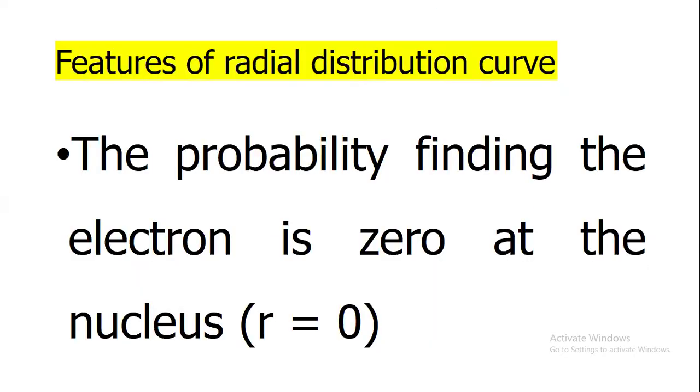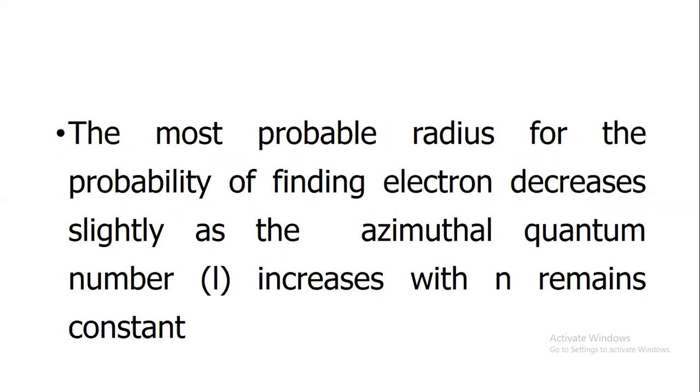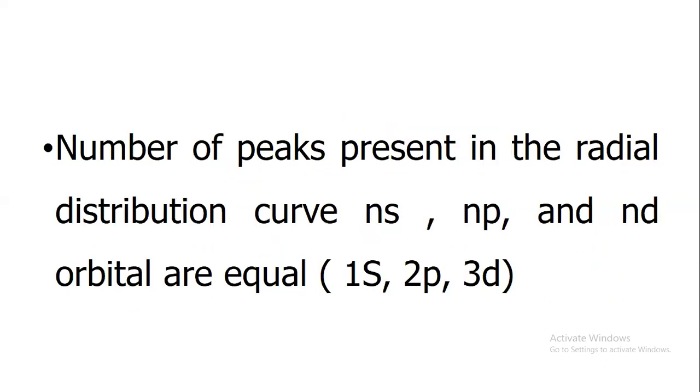Features of the radial distribution curve: the probability of finding the electron is 0 at the nucleus. The most probable distance of finding electrons increases markedly as the principal quantum number n increases. The most probable radius decreases slightly as the azimuthal quantum number l increases, with n remaining constant. The number of peaks present in the radial distribution curves of ns, np, nd orbitals is equal, for example 1s, 2p, 3d.